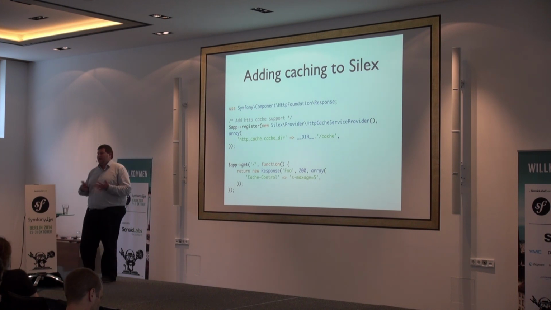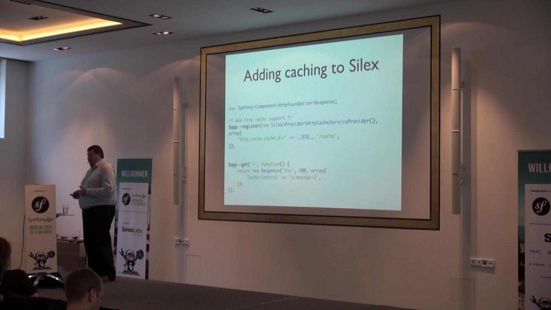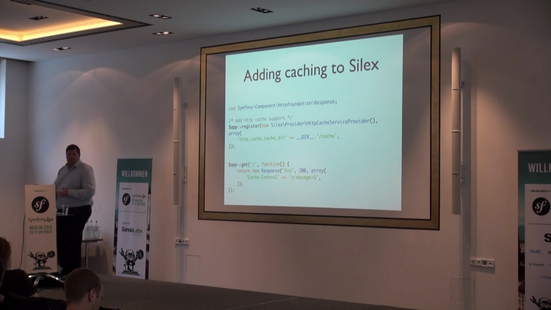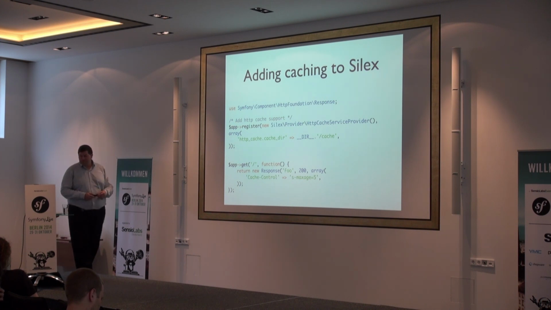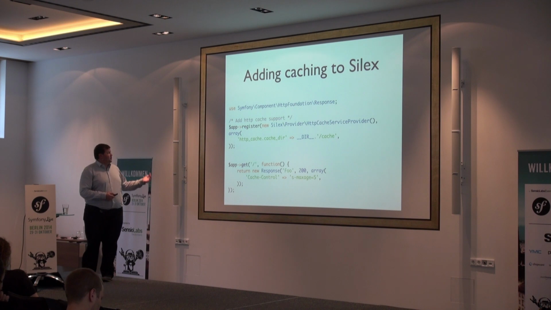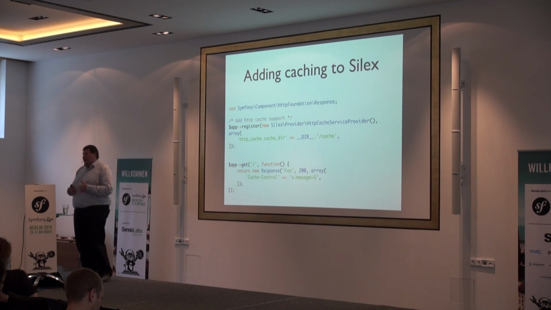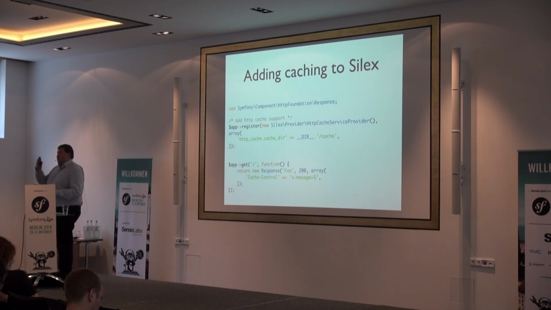Now I can start to set cache tags on all of my templates. So here, when I register a response, I'm simply going to return a response of 200 and specify a cache control header of s-maxage 5, so shared max age of 5 seconds. Just like you would in Symfony 2, again, all of these are going to be the same. I register a provider, the provider exposes a service, I can leverage that service inside my code.